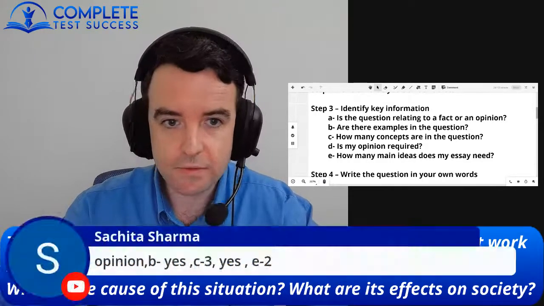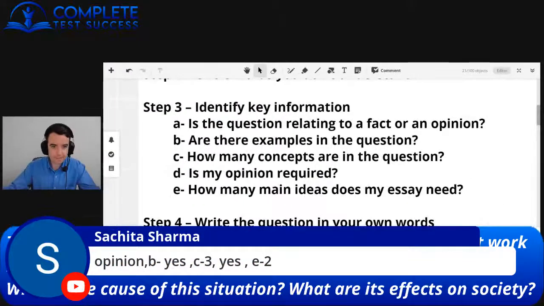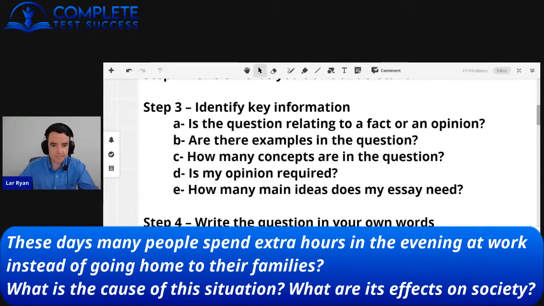Okay, so the next question then, are there examples in the question? And in this case, there are not any examples. It would say something along the lines of such as, or for example. And the reason that we want to check if there are examples is because a lot of IELTS candidates try to write about the examples in their answers, but that's not necessary. In this particular question, there aren't any examples, but that's why we want to check for that.